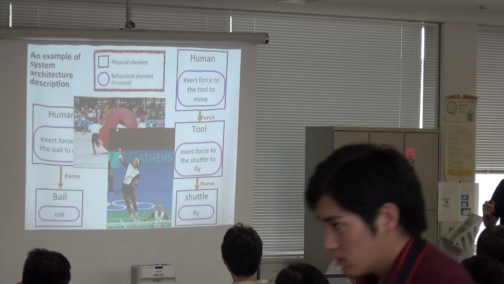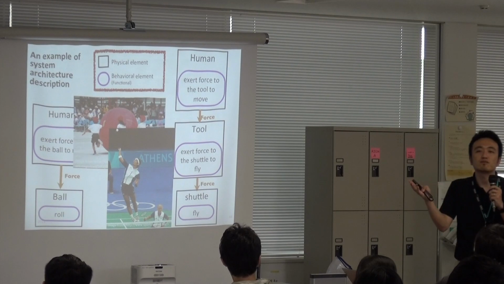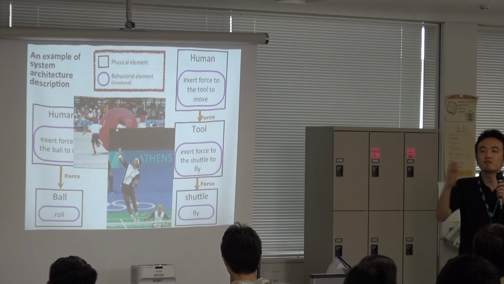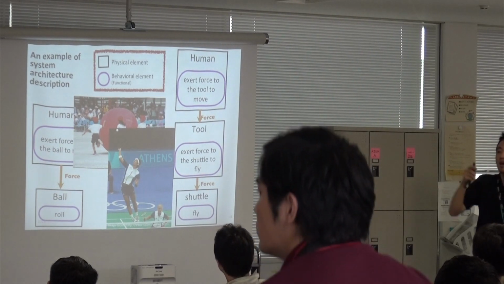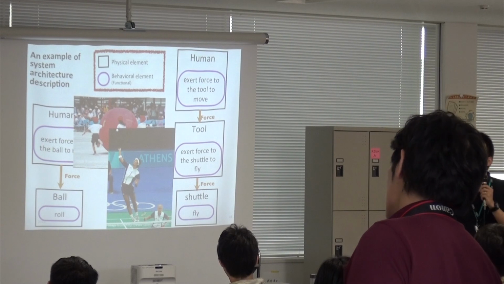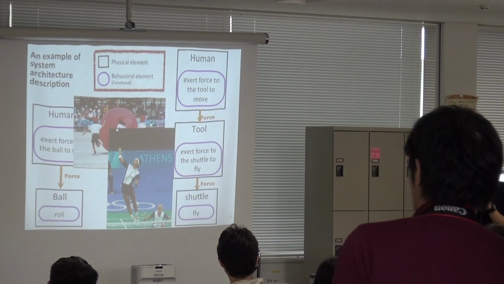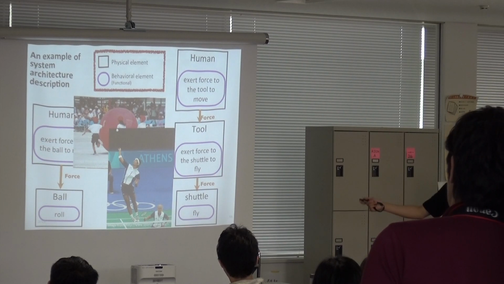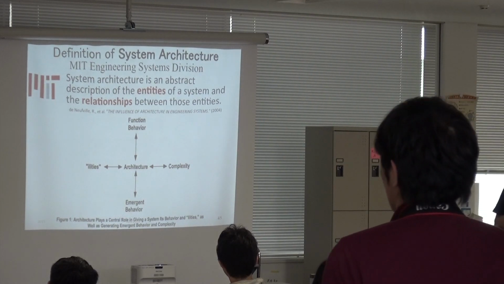So we can see architecture, and then there are designs following that architecture. Different designs are possible following the same architecture, or different designs have the same architecture. It depends on how you define your architecture, but one architecture can have different designs depending on the context. All right? So here's the other definition of system architecture from MIT.